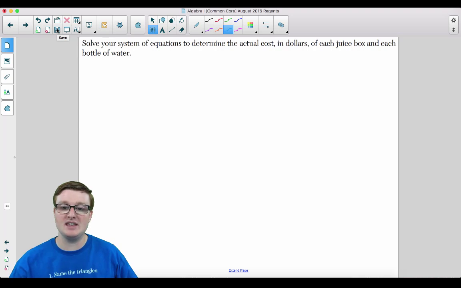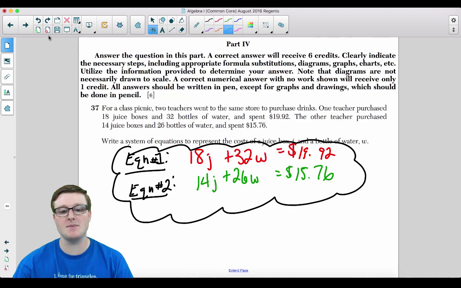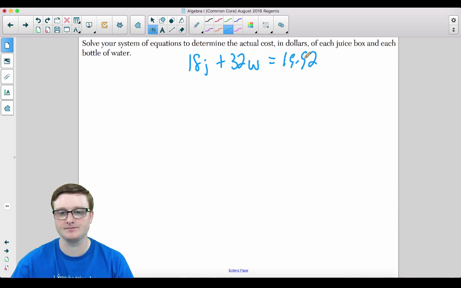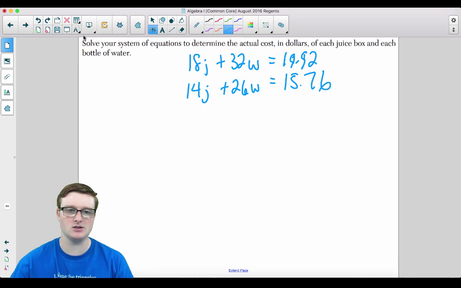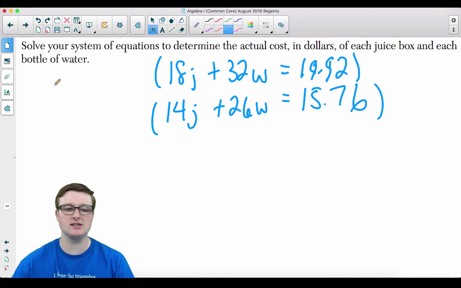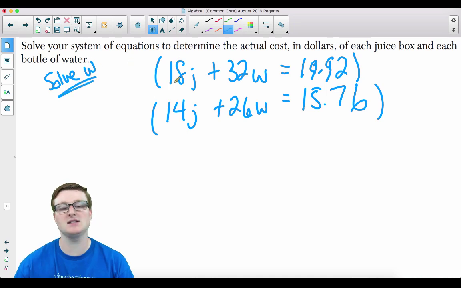Solve your system of equations to determine the actual cost in dollars of each juice box and each water bottle. So I'm just going to take my original equations and put them back over here. So we get 18J plus 32W equals 1992. And we get 14J plus 26W, that is equal to 1576. So without further ado, here we go. All right. So in order to cancel out one of these, I'm actually going to solve for W first. Solve for W. That means that we have to cancel out these J's. So in order to cancel out the J's, I'm going to multiply this by a -7 and a +9.